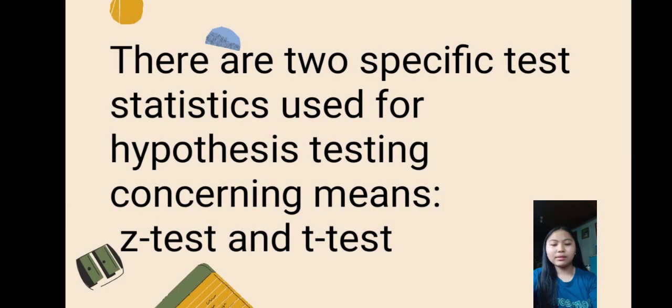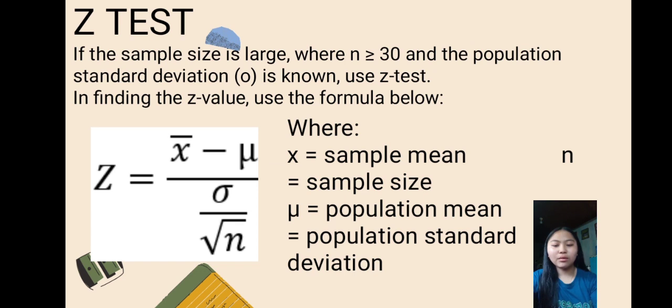There are two specific test statistics used for hypothesis testing concerning means, which are z-test and t-test. If the sample size is large, where n is greater than or equal to 30, and the population standard deviation is known, we will use z-test. In finding the z-value, use the formula: z equals sample mean minus population mean over population standard deviation divided by square root of n.